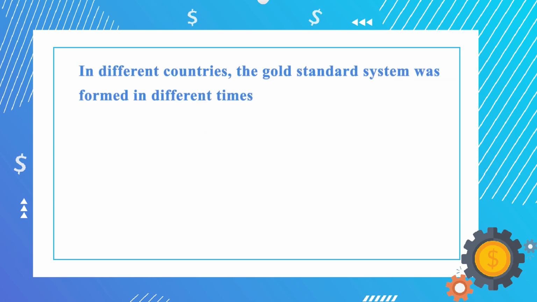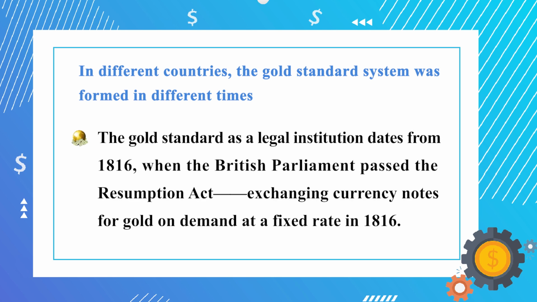In different countries, the gold standard system was formed at different times. The first country to adopt the gold standard system was the UK, when the British Parliament passed the Resumption Act, exchanging currency notes for gold on demand at a fixed rate in 1816, which means that the gold standard as a legal institution was set up in Britain.